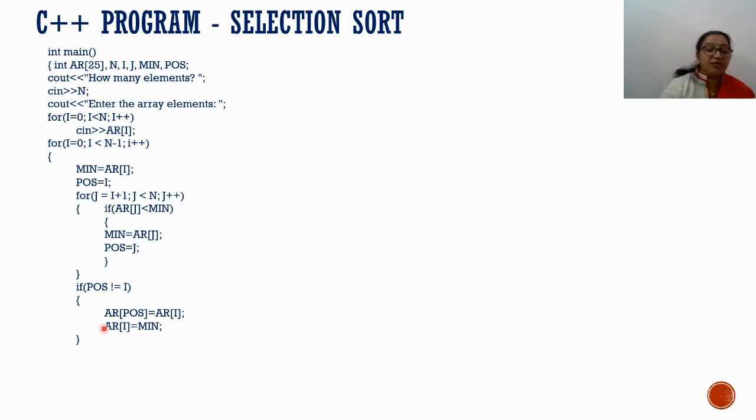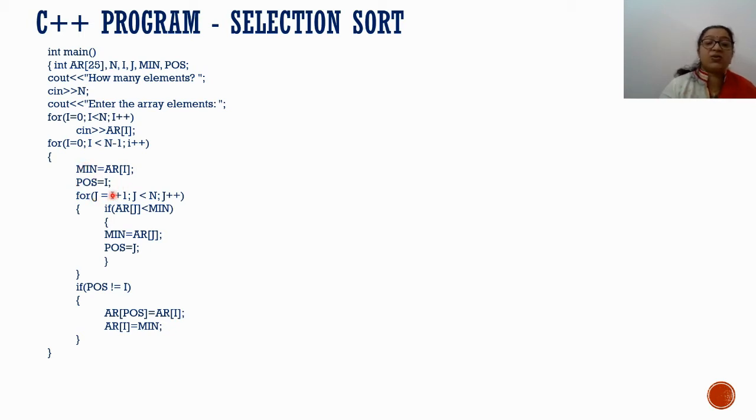And the same way we want to repeat it for the second element onwards, because only one element is sorted now, that is in the 0th position. We got the smallest element in that position. Now again we want to repeat from the second element onwards. So the loop is ending here. See, I plus plus, it is less than n minus 1. So min is equal to AR of 1. The second element is stored in min, so we are assuming that is the minimum value now. And POS is equal to 1. So 1 is in POS.